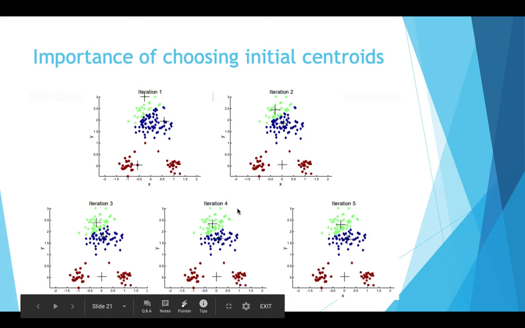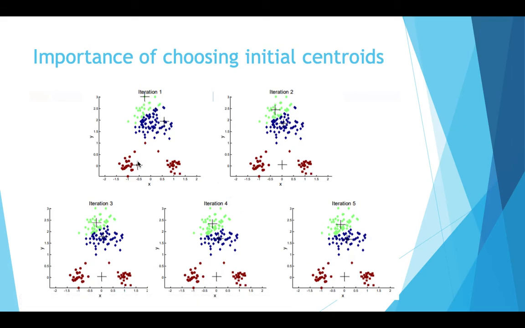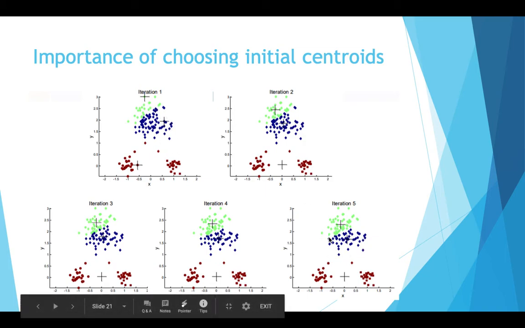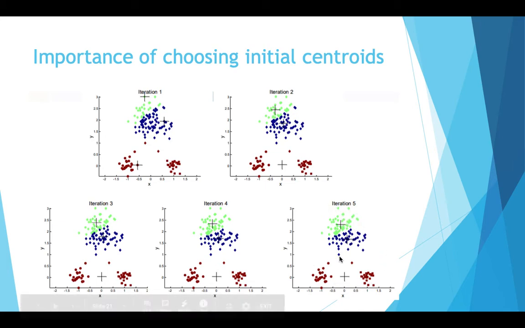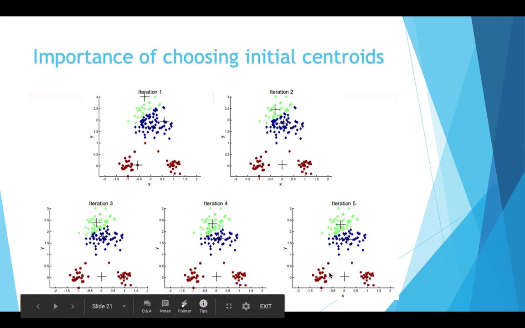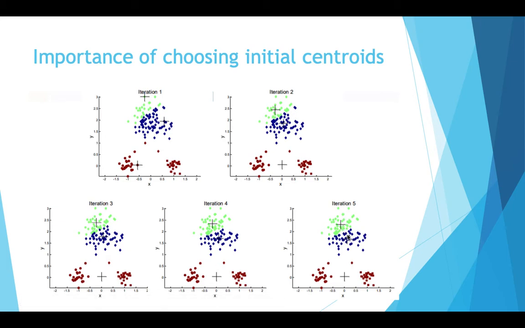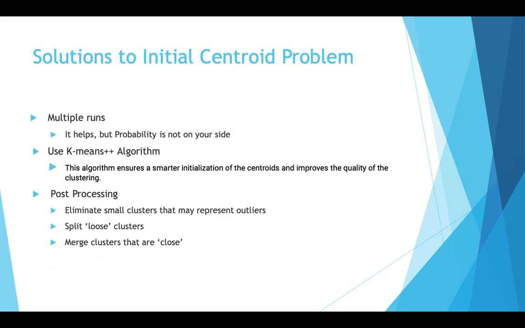But what if I chose these initial centroids? And these initial centroids lead me to this. This is the result, iteration 5. Here you can see I have loose clusters. These brown clusters should be in different clusters, and this green and blue cluster should be merged. So that is the problem of choosing initial centroids. There are some solutions. Let's talk about that. Solutions to the initial centroid problem. One is multiple runs.